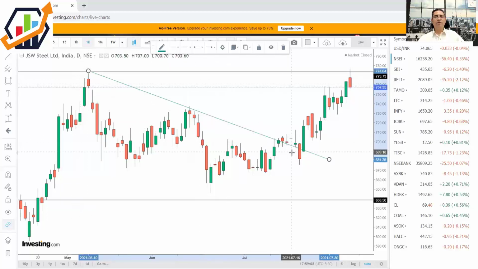Now the line which I've drawn here is called a trend line. We use trend lines and supports and resistances to find out what is a good time to buy. Technical analysis works on a simple principle of demand and supply. If the demand increases for a particular thing, what will happen? The price is going to go up.